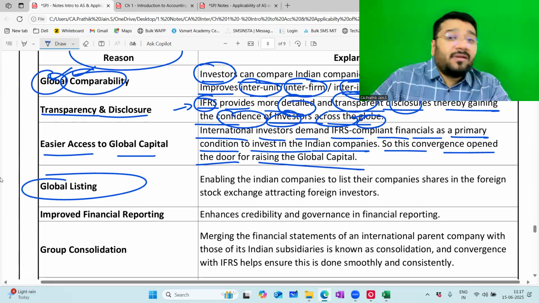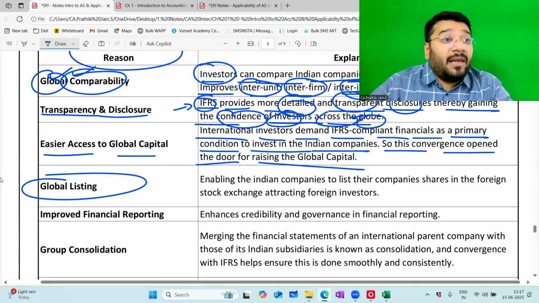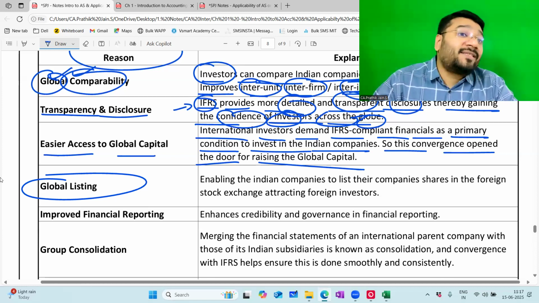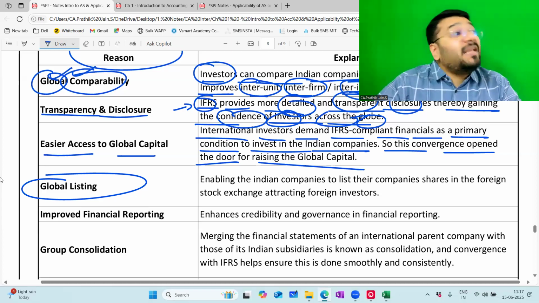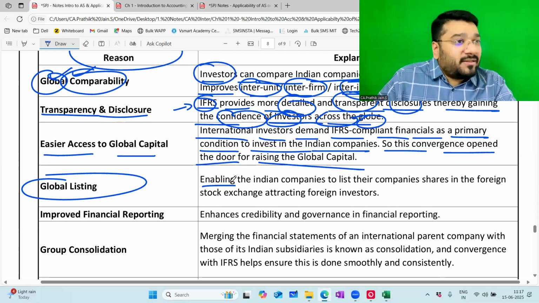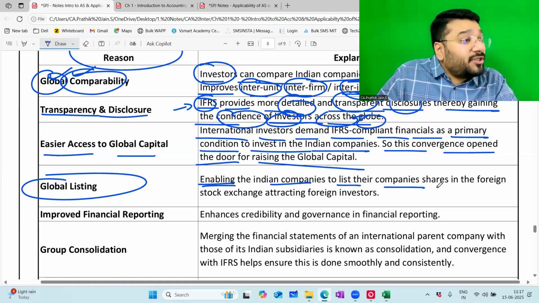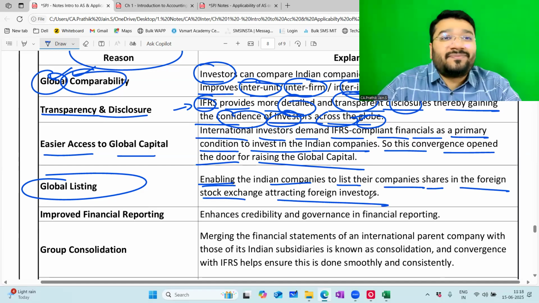Not just that, since the financial statement that we are preparing is understandable to foreign people, now the stock of our company we could list on a foreign stock exchange. On a stock exchange outside India, we could list it there also. So this Ind AS, this convergence of IFRS, has enabled Indian companies to list their shares on foreign stock exchanges, attracting foreign investors.